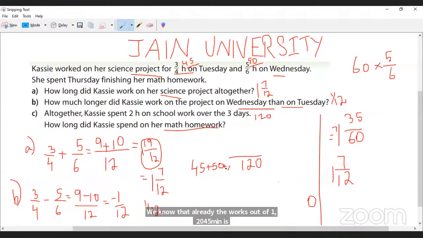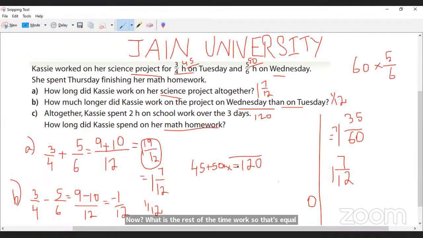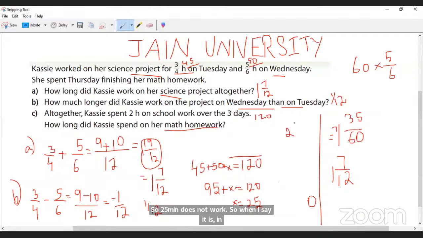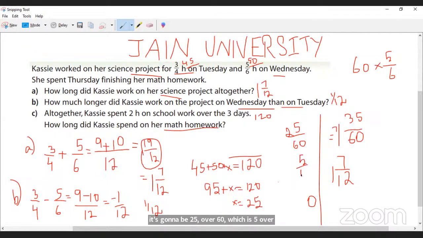Now what is the rest of the time work? So that's equals to 120. Okay, are you clear with that? So 95 minutes has already been worked out of X. That's equals to 120. So 25 minutes he has not worked. So when I say it in fraction, it's going to be 25 over 60, which is 5 over 12. This is what at the beginning is solved. I just got messed up with that. So it's 5 over 12.